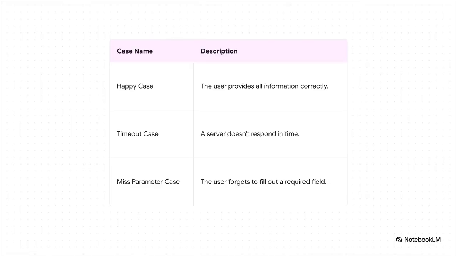And you know, a good recipe doesn't just assume everything will go perfectly. As you can see here, a great blueprint plans for problems. It defines the happy case for when a user does everything right, but it also plans for a timeout case if a server gets stuck, or for what happens when a user just plain forgets to fill out a box. You gotta plan for reality, not just perfection.